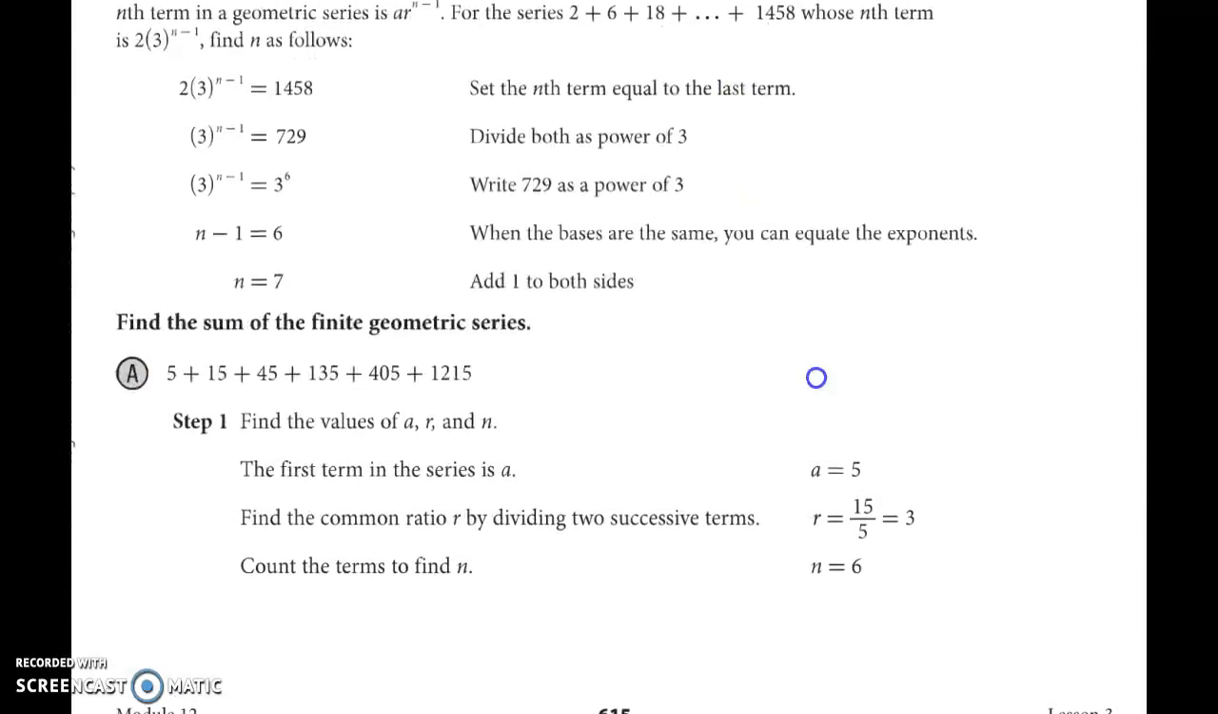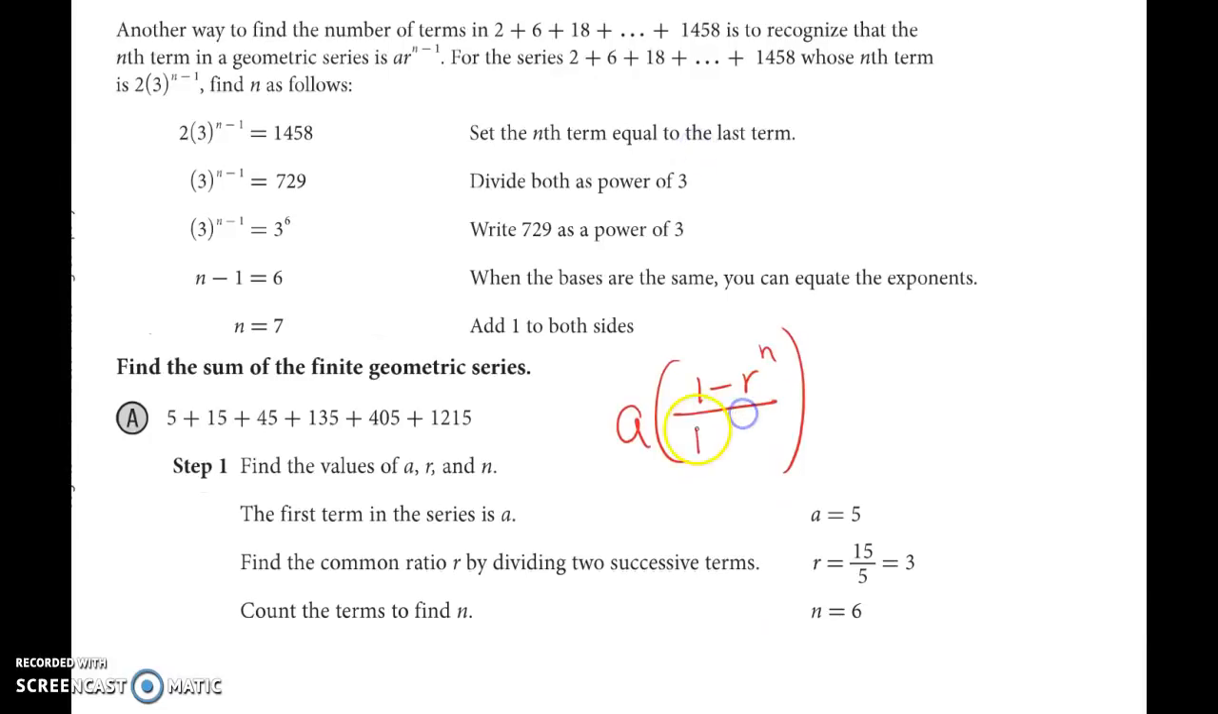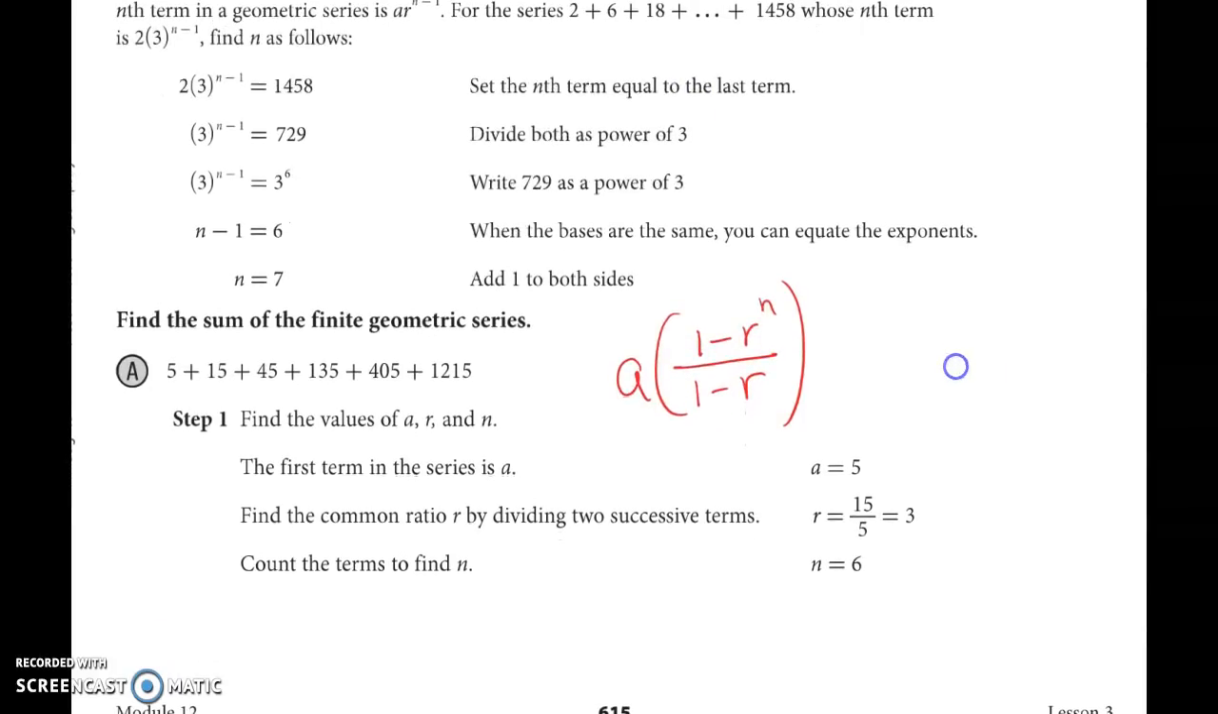Let's write that down here: a times 1 minus r to the n over 1 minus r. So we know we need to find a, r, and n in order to plug them in. The first term of the series is 5, so I'm going to erase this and put 5 in there.